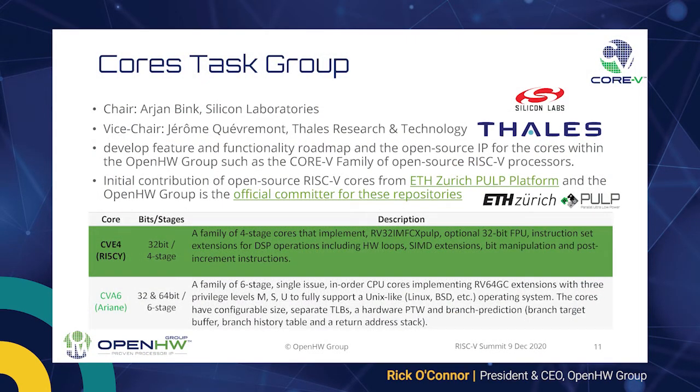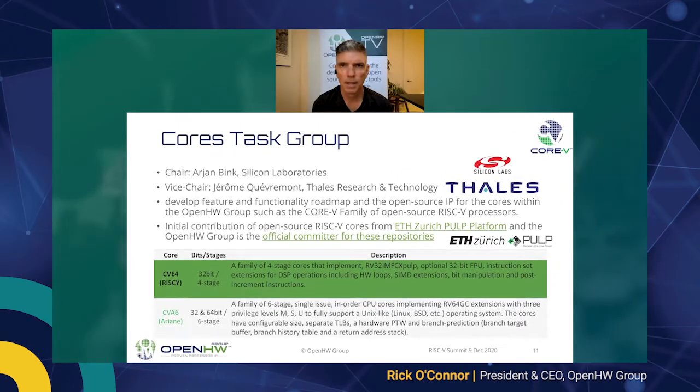The cores task group is where the Core 5 family of cores resides. The RTL is owned, if you will, by this task group, and the functionality in the cores is defined and driven by this group. The chair is Arjan Bink from Silicon Labs, and the vice chair is Jérôme Guérin from Thales. This team, as I said, is responsible for the Core 5 family of cores, which came from the ETH Zurich team on the PULP platform group.